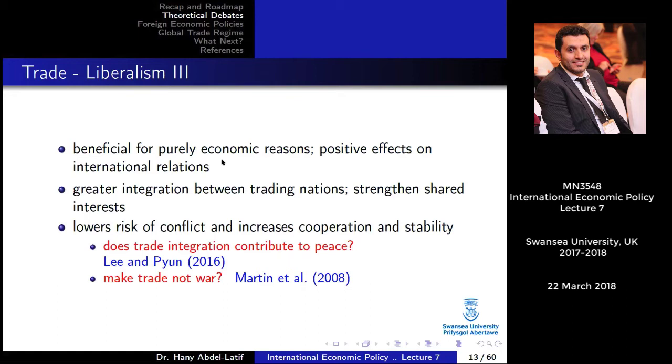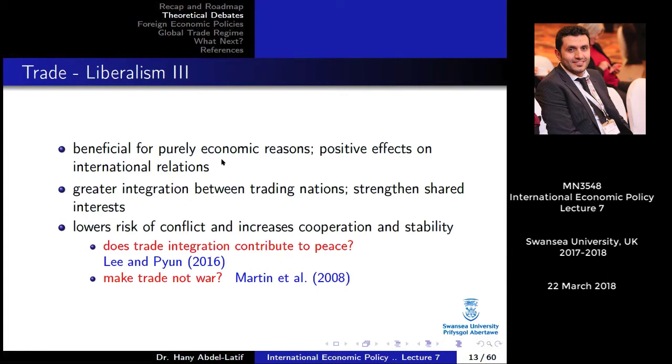This is empirical evidence of how international trade can reduce the risk of military conflict. The first paper's title is Does Trade Integration Contribute to Peace? It's been around since 2008, and I think I saw another version, the published one, in 2016. I don't know which is right, but I'm sure the authors and the title are correct as well.